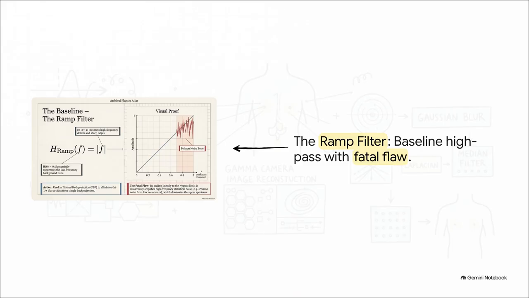We start with our absolute baseline, the ramp filter. This filter is great because it perfectly removes that simple 1/r blur artifact that we get from basic back projection. It does this by successfully suppressing the low-frequency background hum down at f equals 0 while preserving the sharp edges up at f equals 1. But it has a fatal flaw. By scaling linearly all the way up to the Nyquist limit, it disastrously amplifies high-frequency statistical noise, like Poisson noise from low count rates. It just blows the noise completely out of proportion.